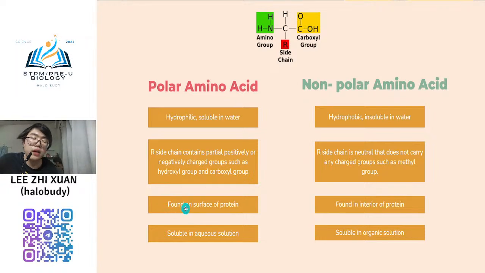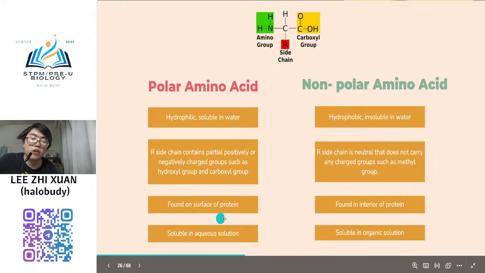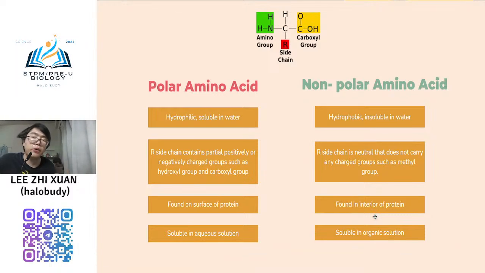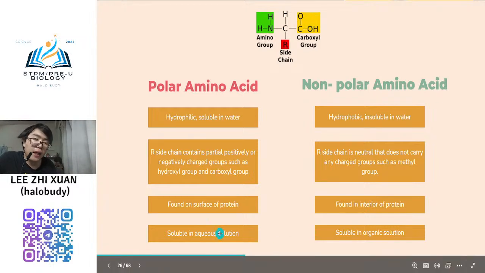So polar amino acids can normally be found on the surface of the protein, but non-polar ones are found in the interior part of your protein. I already mentioned protein is the combination of many amino acids. So polar amino acids you can find at the surface, and non-polar on the interior part. And normally polar amino acids dissolve in aqueous solution like water, but non-polar ones dissolve in organic solution like alcohol.